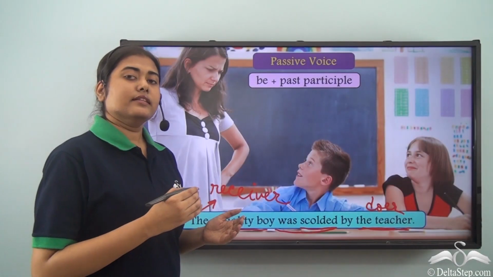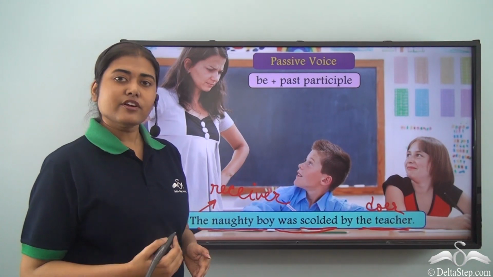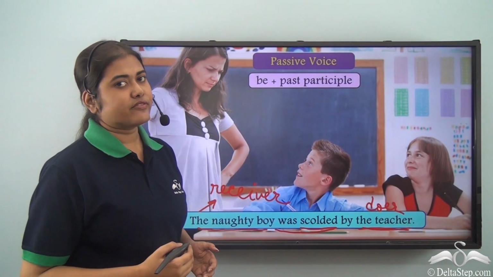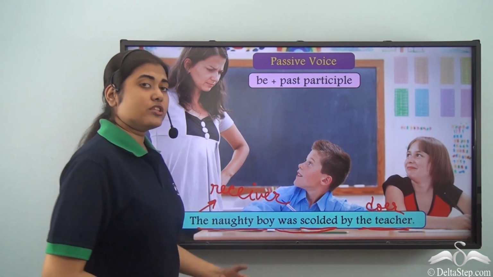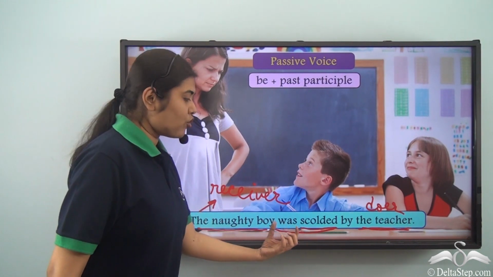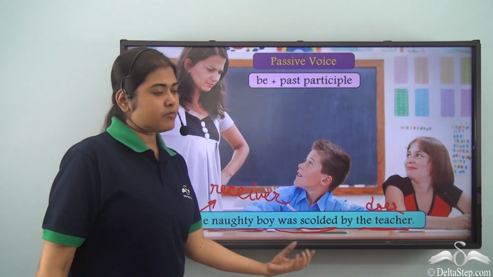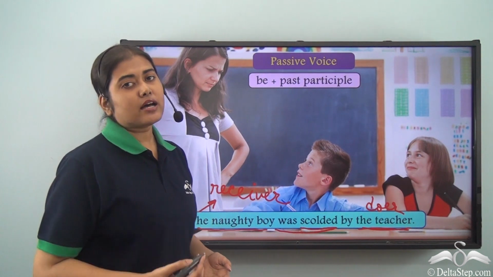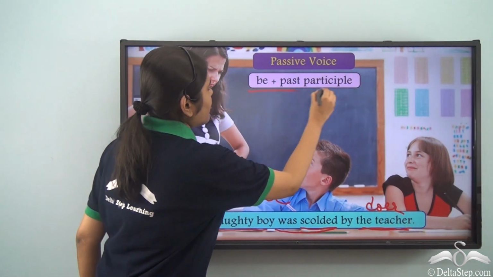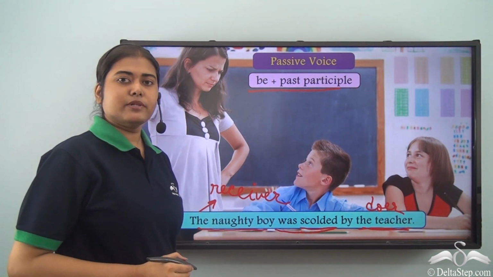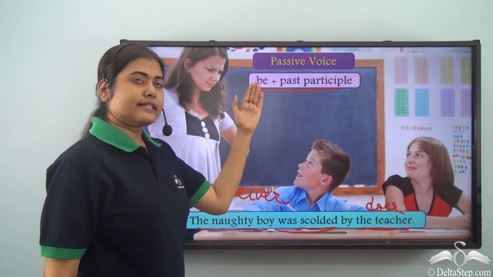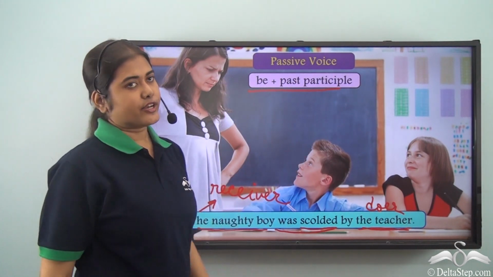So when the subject becomes the receiver of the action, then the sentence is said to be in the passive voice. Also, you will note the verb form. What is it? Was scolded. So was is the auxiliary be verb and scolded is the past participle form of the verb scold. So we have this form, be plus past participle. Hence, the verb form also tells us that the sentence is in the passive voice.